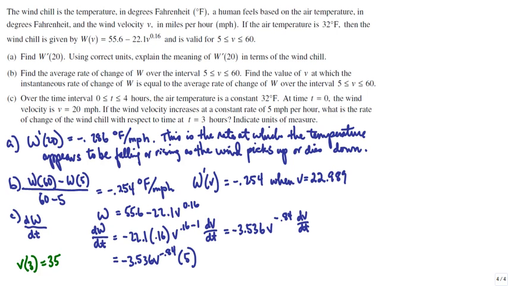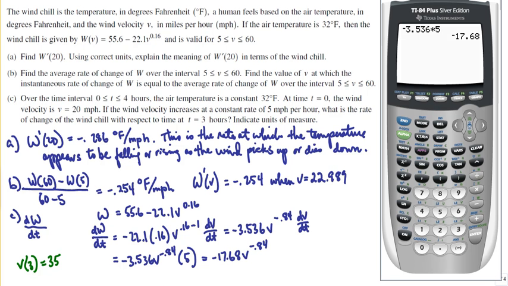And we found that since the wind velocity is increasing at a constant rate of 5 miles per hour, that's dv/dt. So we can replace that with 5, and we ended up with negative 3.536 v to the negative 0.84 times 5. So we'll pick it up from that point here. The first thing I do is multiply negative 3.536 times 5, and I get negative 17.68 v to the negative 0.84.